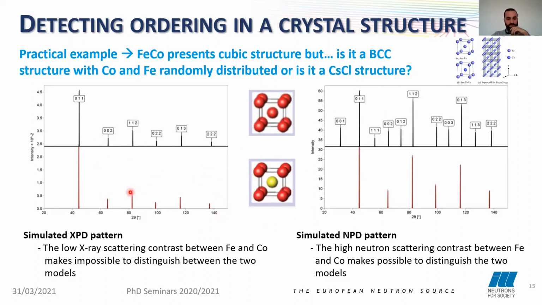In the simulation of the X-ray powder diffraction pattern, it is clear that both patterns are identical, and due to the low X-ray scattering contrast between iron and cobalt, it is impossible to distinguish the two structural models. But if we look now at the calculated patterns from neutron diffraction, there is a clear difference between the two patterns, arising from the high contrast between iron and cobalt scattering lengths. And the correct structural model of CsCl could be easily identified.